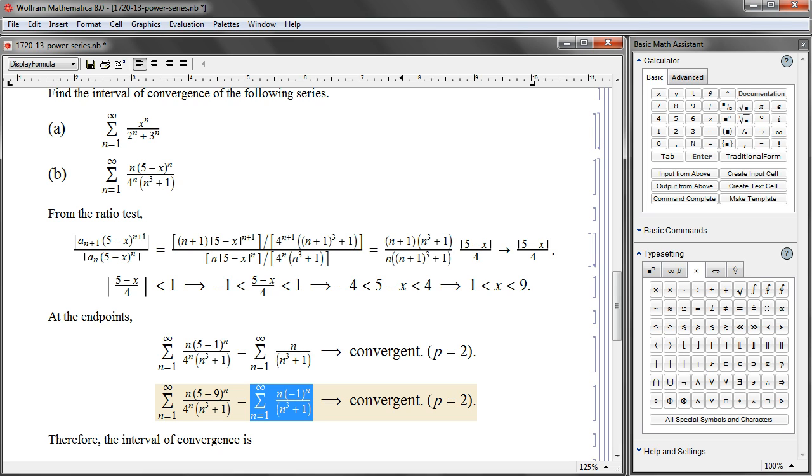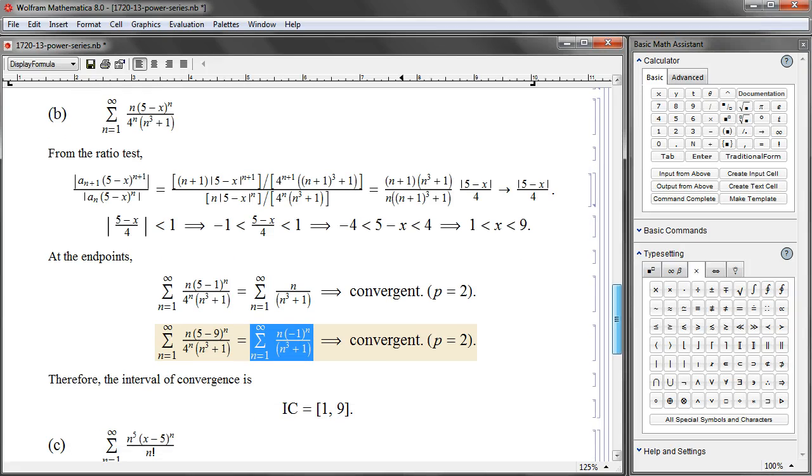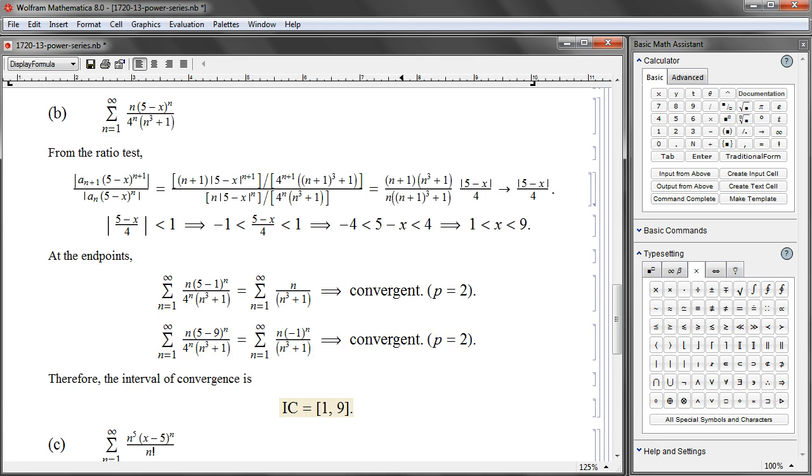You can do the same thing. This is an alternating series, yes, but the absolute value will give you convergence, because asymptotically, the absolute value is equivalent to the 1 over n squared series. We have absolute convergence for both. In short, we have the interval of convergence as the closed interval 1, 9. Both x equals 1 and x equals 9 are valid as far as the convergence is concerned.